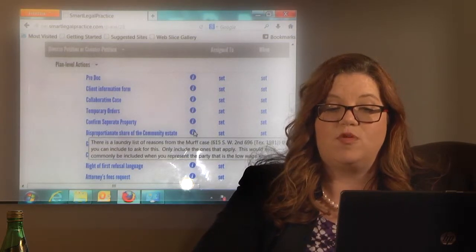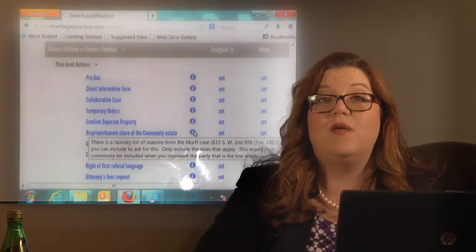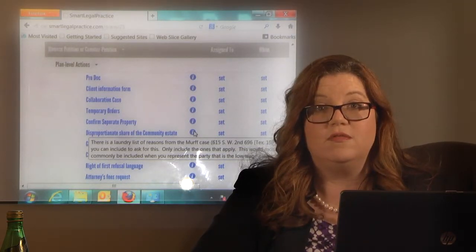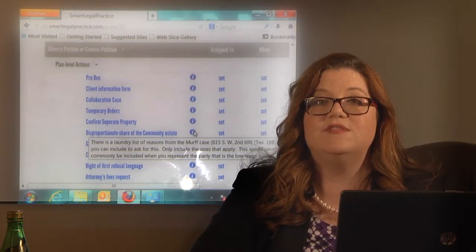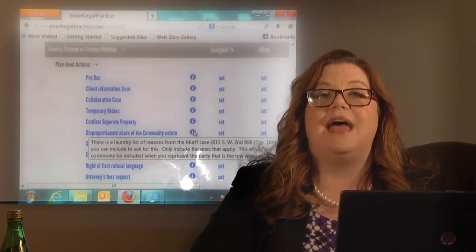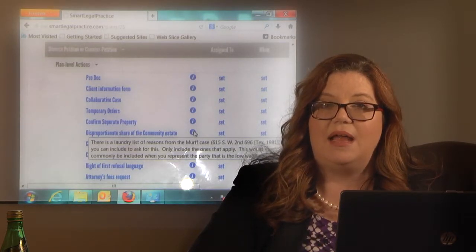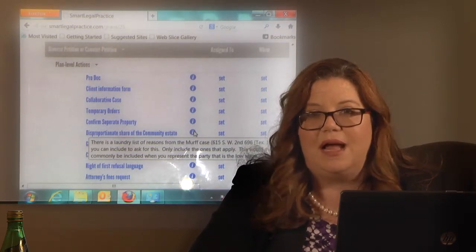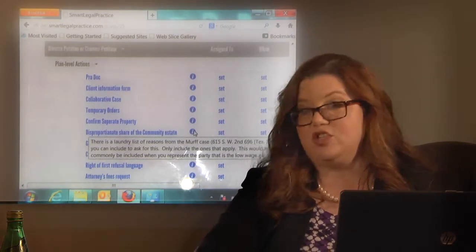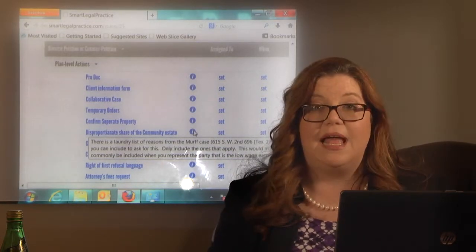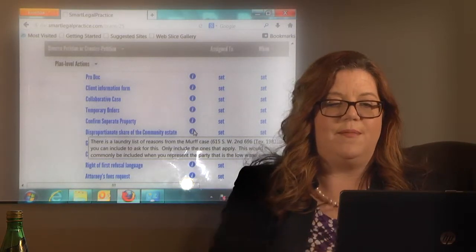If you want a disproportionate share of the community estate, you have to ask for it, meaning your client wants more than half, which the court can do, but you have to ask for it. And we've cited a case for you here that gives a laundry list of reasons that the court can consider, and you should list the reasons that apply. But don't list all of the reasons if they don't apply. So be thoughtful. This is an example of maybe the person drafting just checks every single thing that ProDoc allows on disproportionate, but some of them make no sense to your case. So go back and edit those out.